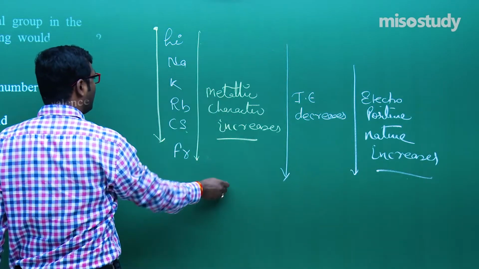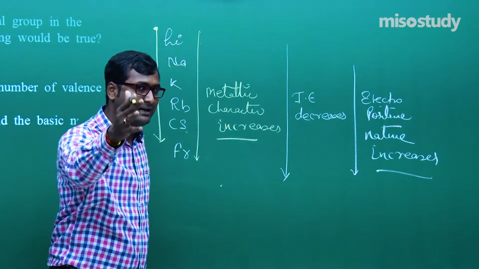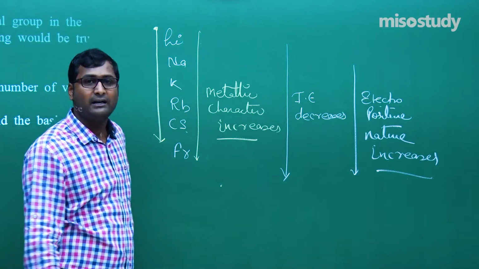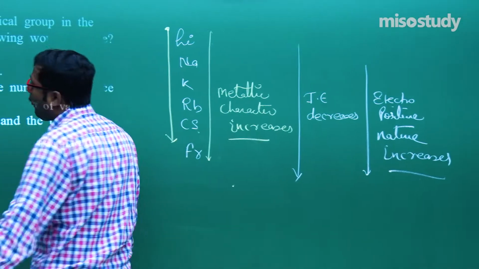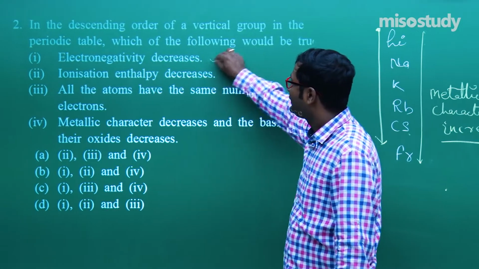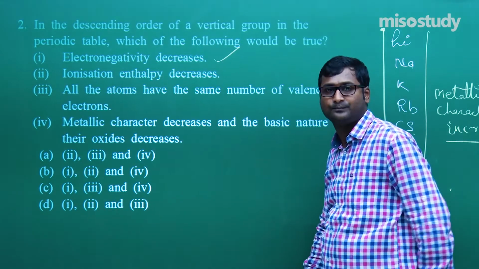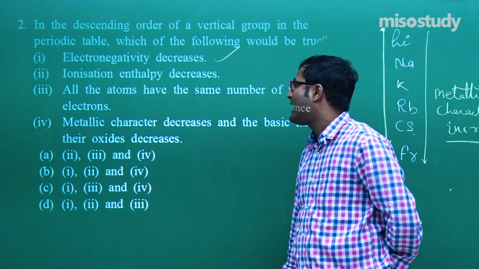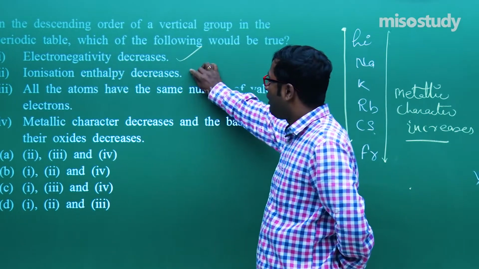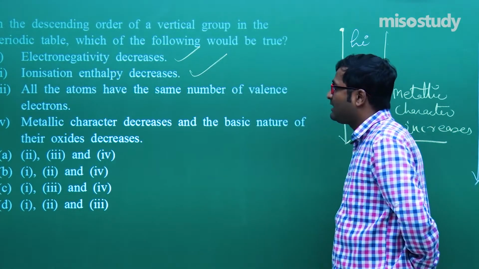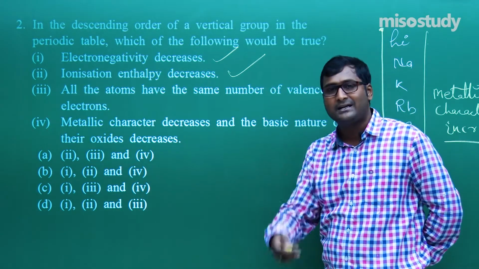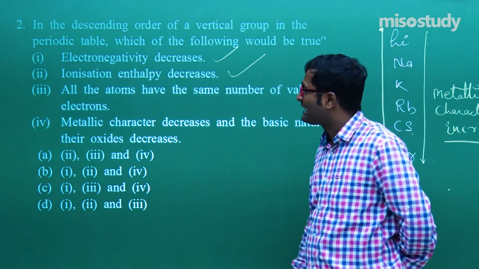If down the group metallic character increases, then definitely electropositive character increases and electronegative character decreases. So what we get from here? Option A is correct. Am I right? Yes sir. Now ionization enthalpy decreases, definitely the ionization energy decreases. All the atoms have the same number of valence electrons, definitely. The members of the same group contain an equal number of valence electrons.